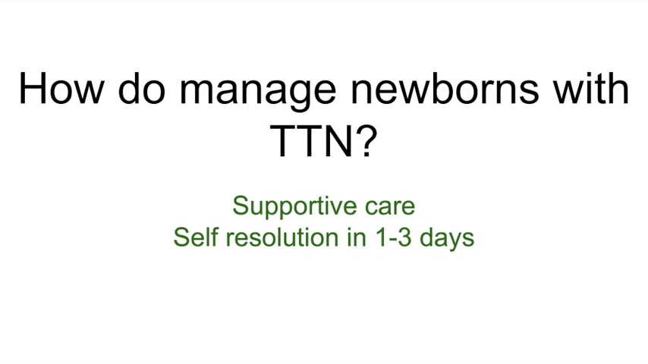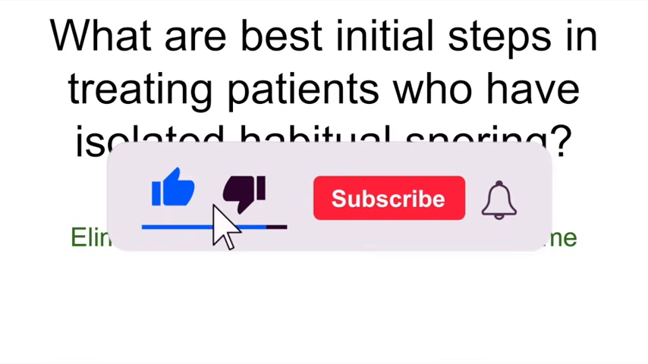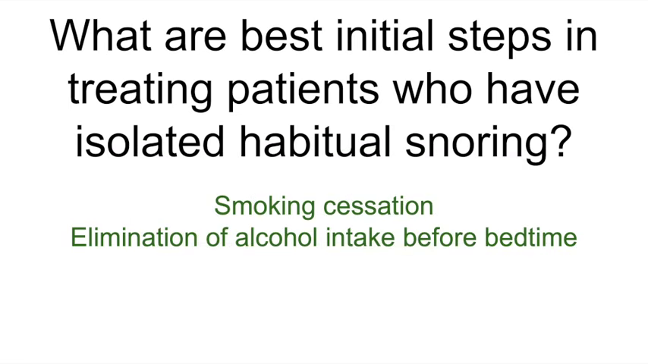What are the best initial steps in treating patients who have isolated habitual snoring? Smoking cessation if they are smokers, as well as elimination of alcohol intake before bedtime. Basically, any habits that they perform that could be causing snoring, they need to stop, and that's the best initial step for stopping isolated habitual snoring.